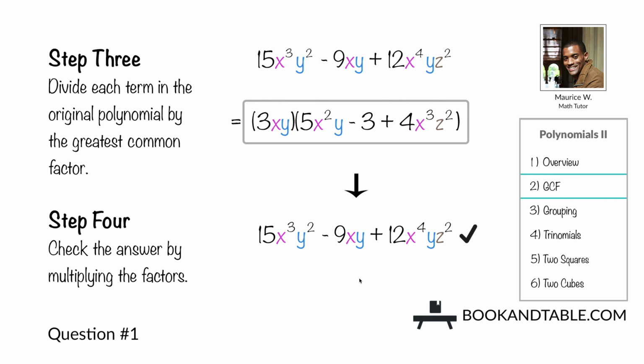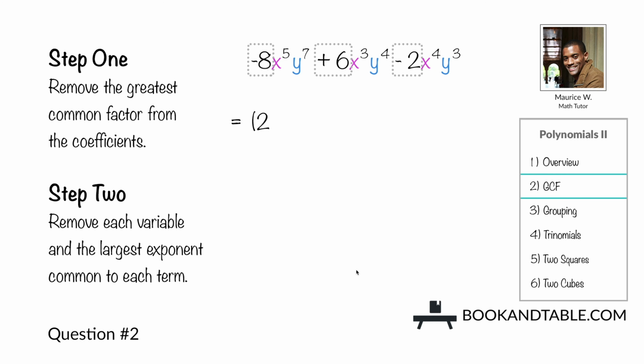Let's now have a look at question number 2. We were asked to factor by removing the greatest common factor of negative 8 x to the 5th y to the 7th plus 6x cubed y to the 4th minus 2x to the 4th y cubed. Step 1, remove the greatest common factor from the coefficients, -8, +6, and -2. And the greatest common factor would be 2.